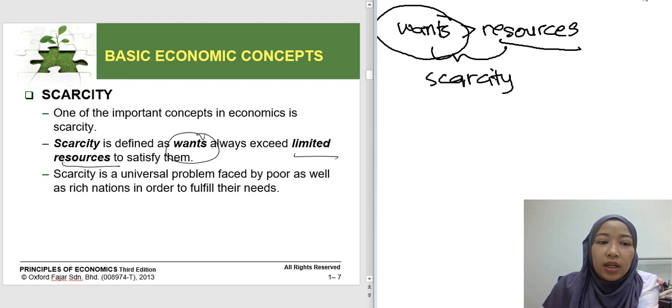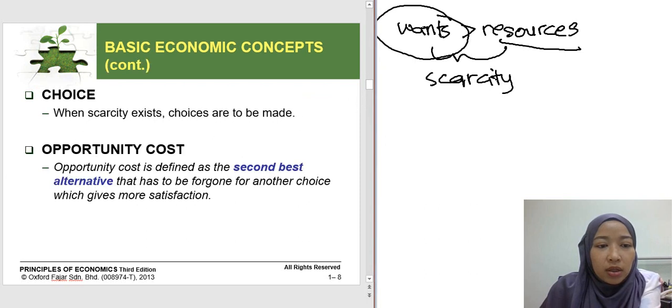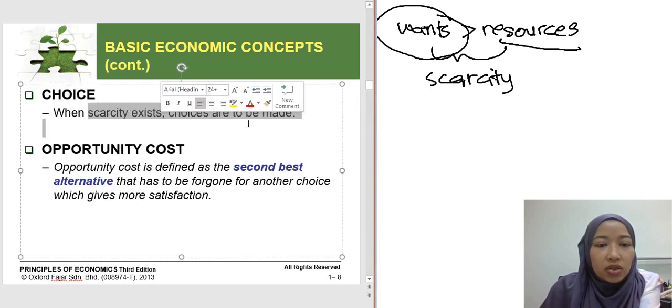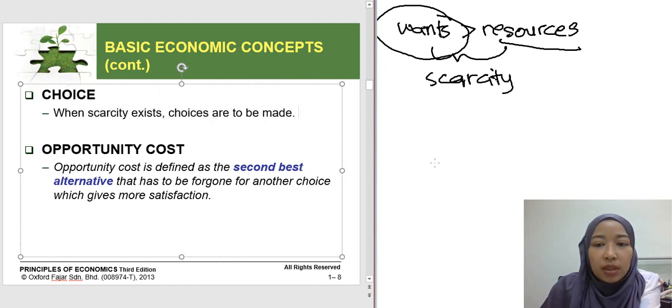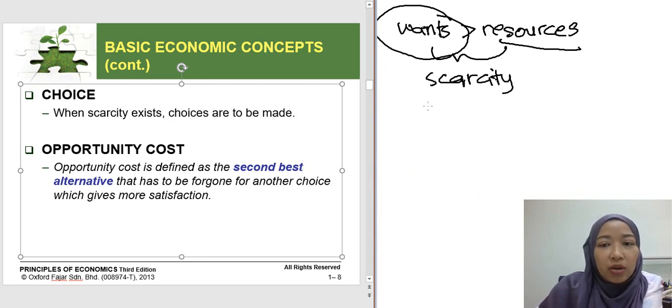Okay, so since there is scarcity, we cannot have everything that we want. Therefore, we have to make choices. Okay, so when scarcity exists, choices are to be made. Okay, so you cannot have everything that you want, so you need to make choices. Okay, if you are a consumer, you need to choose whether to buy product A or product B.